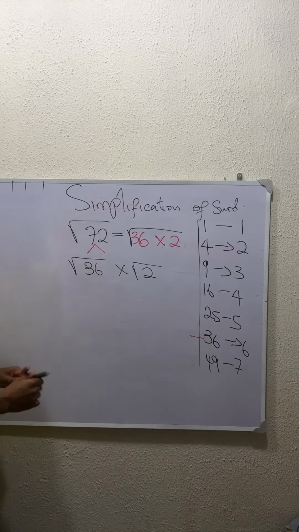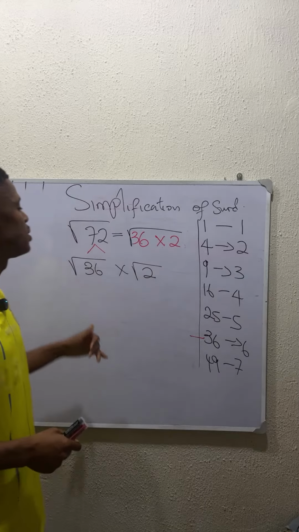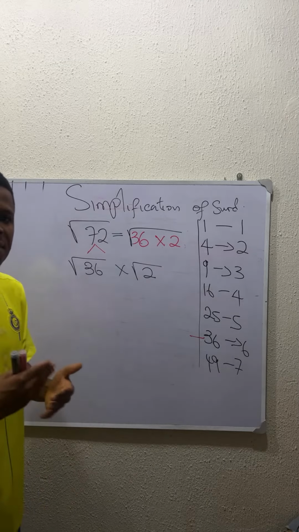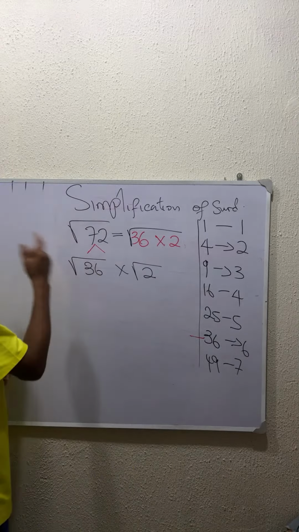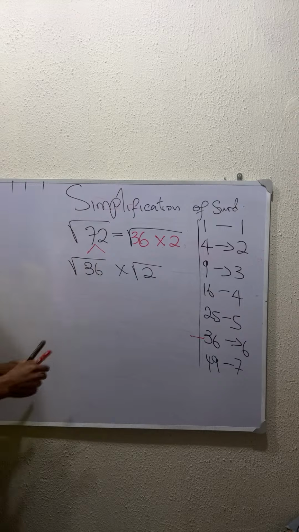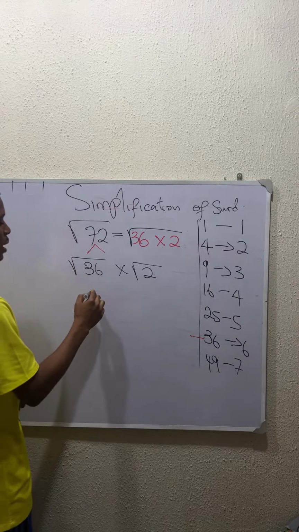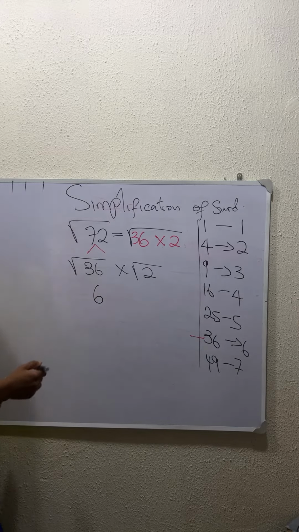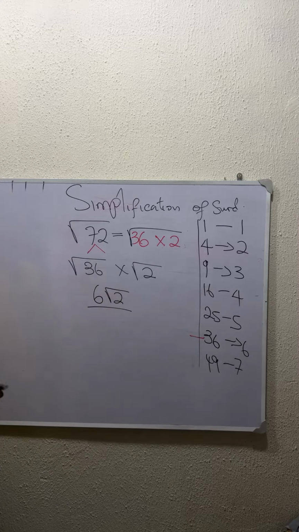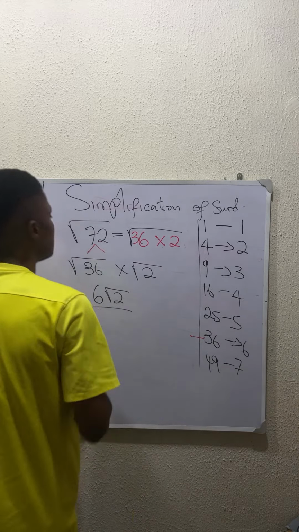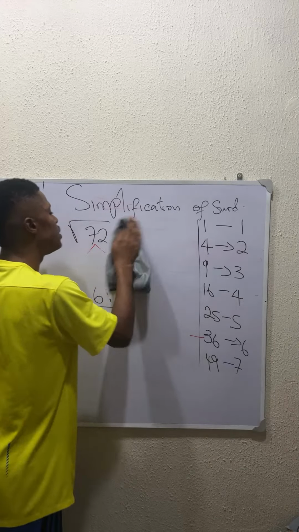So this is the square root of 36 times the square root of 2. The next thing you do is to take the square root of the perfect square. When you take the square root of the perfect square, which is 36, you are getting 6. And we have it as 6 root 2. And that's the answer. So this is the simple way of reducing or simplifying surds to their lowest term. Simplification of surds is very easy.